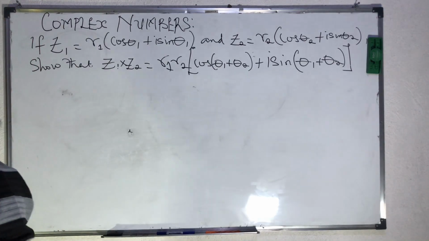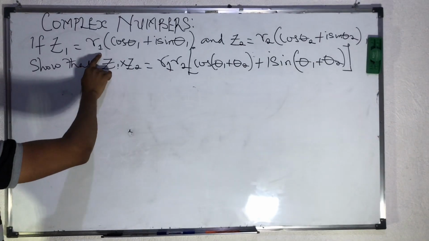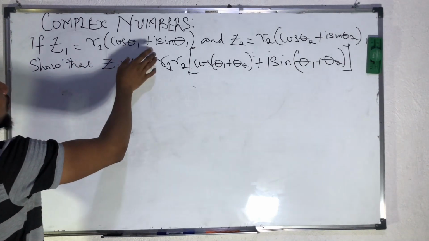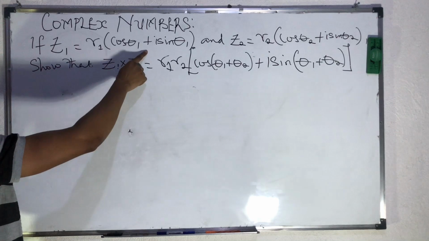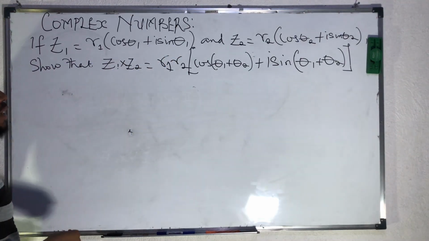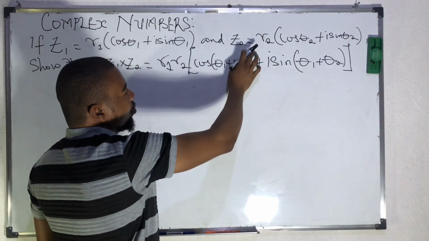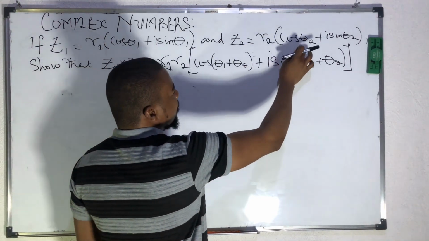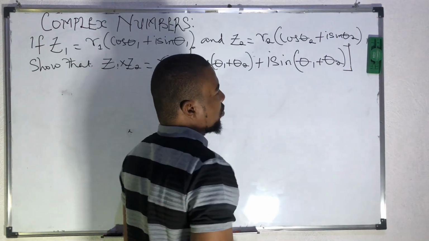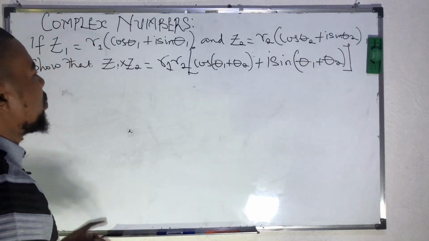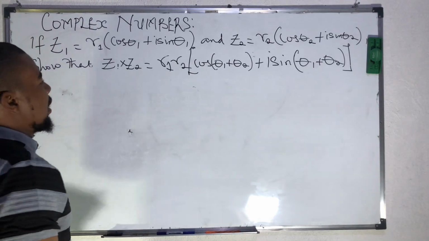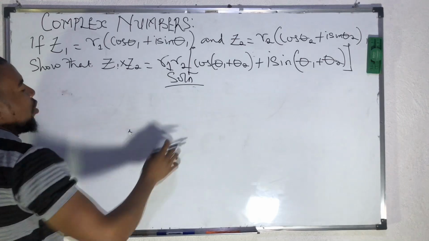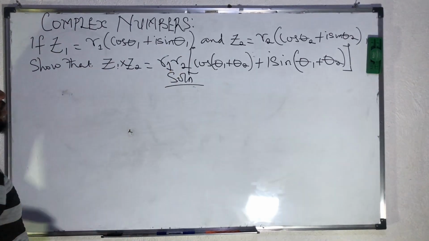Now we are going to use the general forms. z1 is equal to r1 multiplied by (cos theta 1 + i sin theta 1). And the next one, z2, is equal to r2, where r represents the modulus, multiplied by (cos theta 2 + i sin theta 2). With these general forms we can derive this very formula. Now let's write our solution. We're trying to prove this formula, or derive it, from these two.